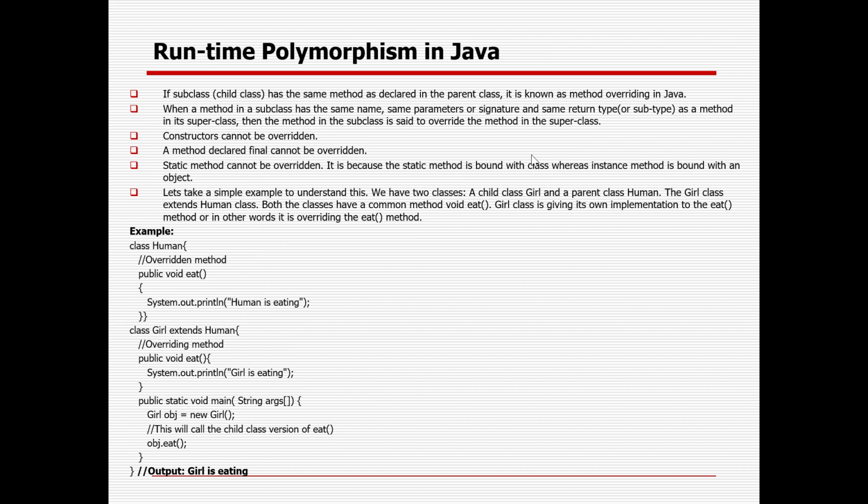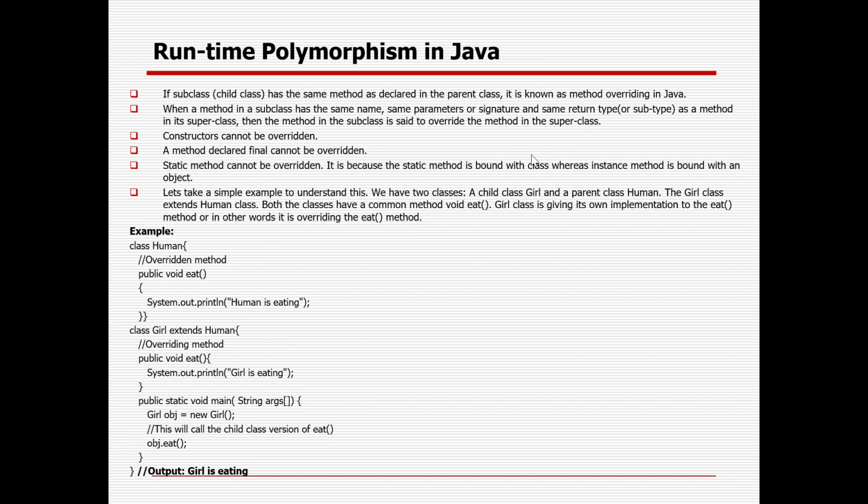Okay, so what will happen here, as part of runtime polymorphism, your parent will be overridden and your child will be taking the privilege. In case the same exact method or same exact variable name is there and there is a relationship established between the parent and child, that is called runtime polymorphism or method overriding. If a subclass has the same method as declared in the parent class, it is known as method overriding in Java.